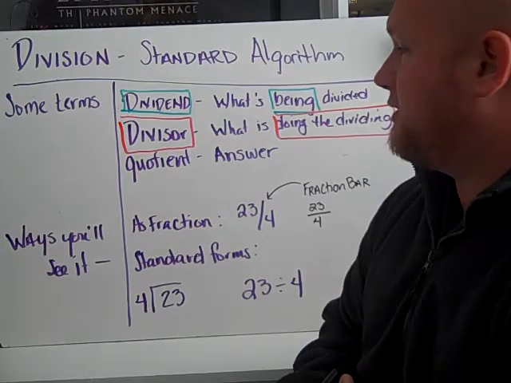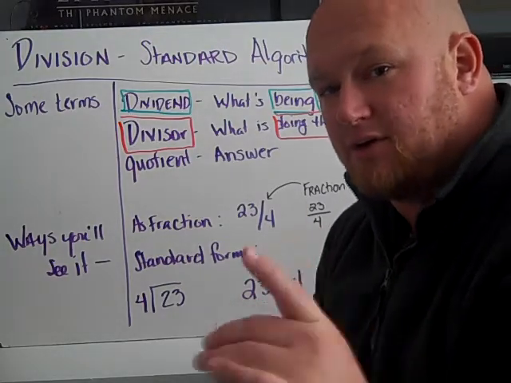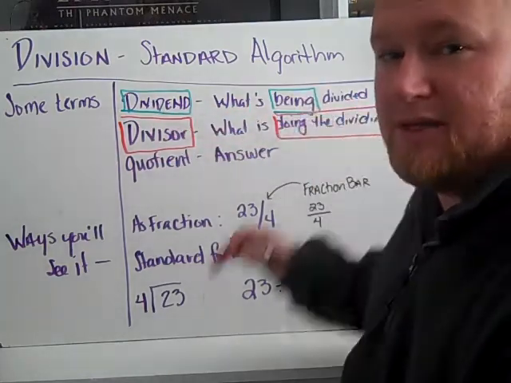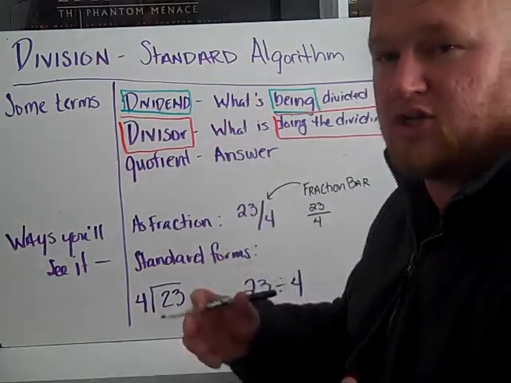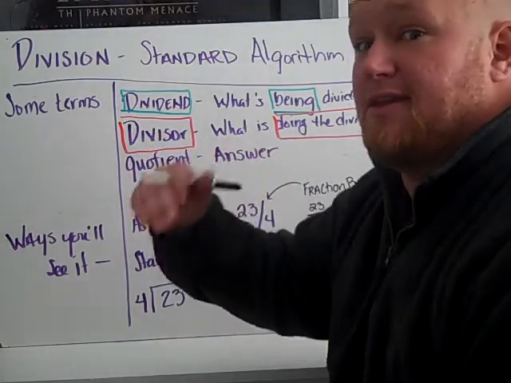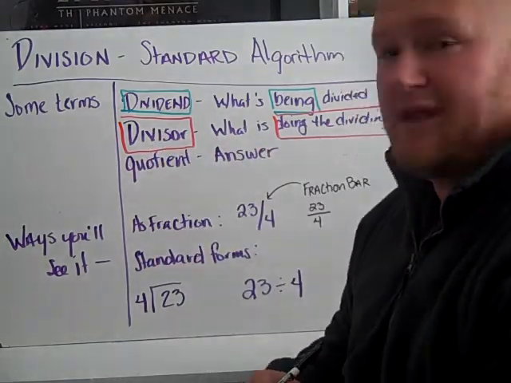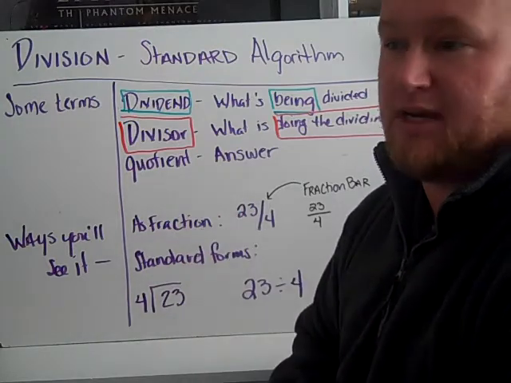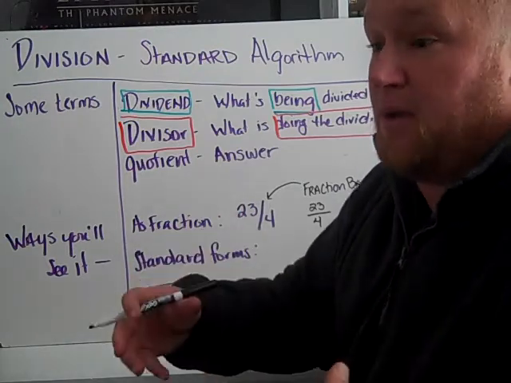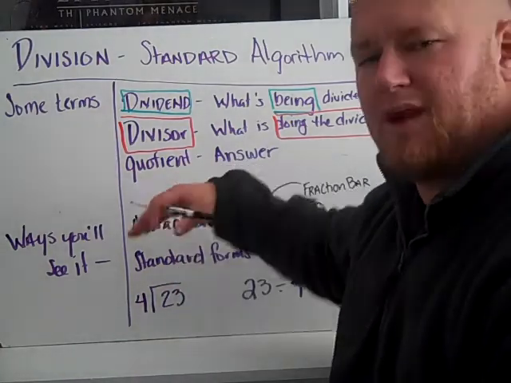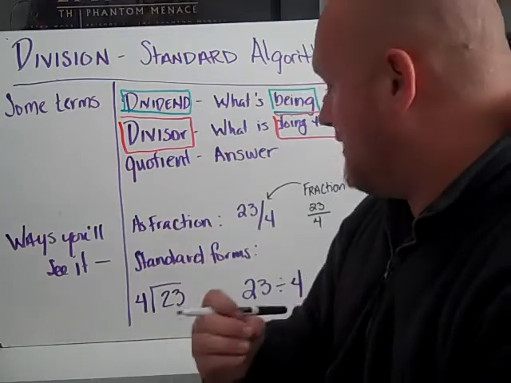Some things I want to make sure we understand first is the terminology. A dividend is what's being divided. It's the number that we're actually breaking apart. The divisor is the thing doing the dividing. If I said I have 91 baseballs and 10 baseballs go into each box, 10 baseballs in a box is the divisor. The last thing is your quotient. Whenever we say the word quotient, we mean the answer.